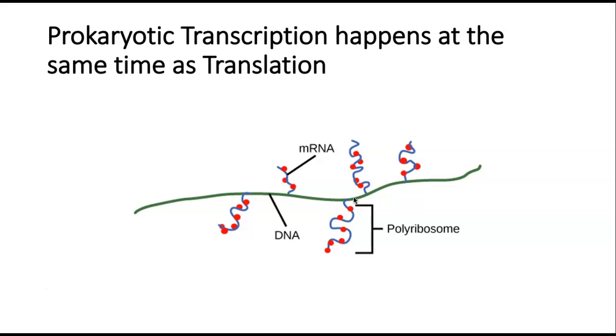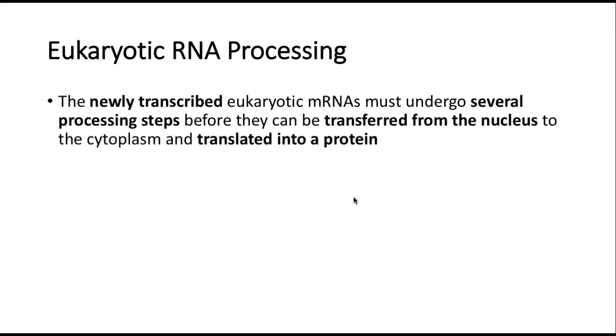But in eukaryotes, that doesn't happen that way. So we have to do some processing of the RNA. The newly transcribed eukaryotic mRNAs have to undergo several processing steps before they can be transferred from the nucleus to the cytoplasm and then translated into a protein. The reason that we have to do these processing steps is because sending molecules out into the cell, you've got to put special markers on them that say, hey, don't break this down right away because it's something special and something important that we need. Because cells can't talk to each other, they've got to do that through processing and putting special markers on these molecules that are, in fact, their language.